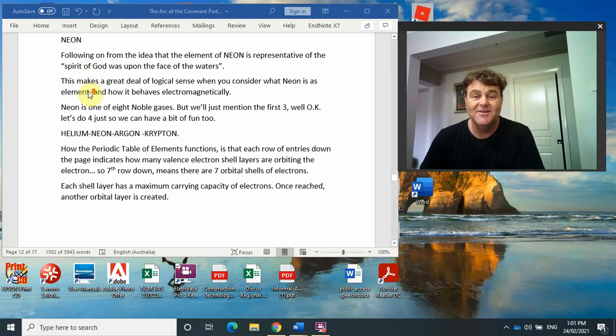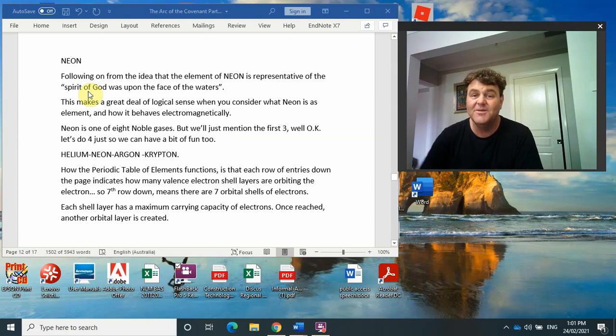Okay, so neon. Following on from the idea that the element of neon is representative of the Spirit of God on the face of the waters, as in the Bible, this makes a great deal of logical sense when you consider what neon is as an element and how it behaves electromagnetically. Neon is one of 8 noble gases, but we'll just mention the first, well, let's do 4 so we can have a little bit of fun with it along the way.